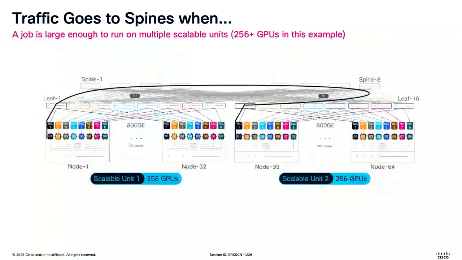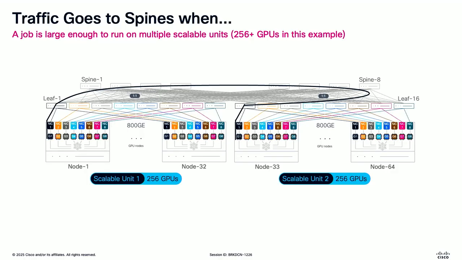However, the biggest reason traffic goes to the spines is when you have a lot more servers, a lot more GPUs. Let's say you have a scalable unit of 256 GPUs, another scalable unit of 256 GPUs, and you are running a job that requires 500 GPUs. Traffic has to go to the spines. That's the only way they can talk, because there are only so many links you can connect to a single switch.